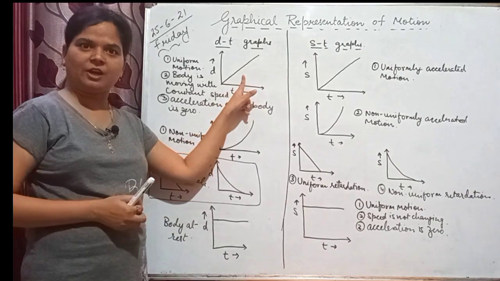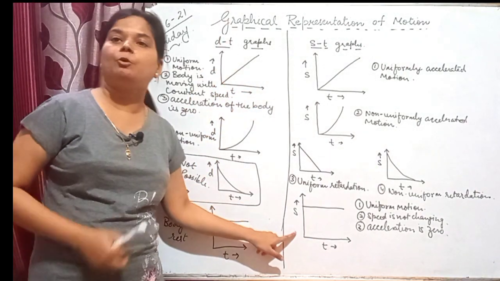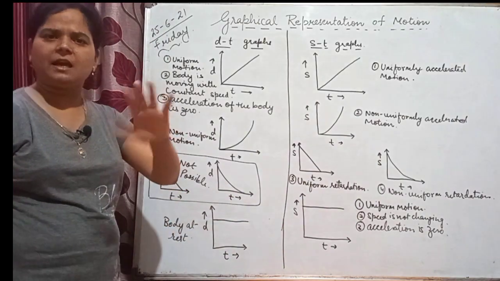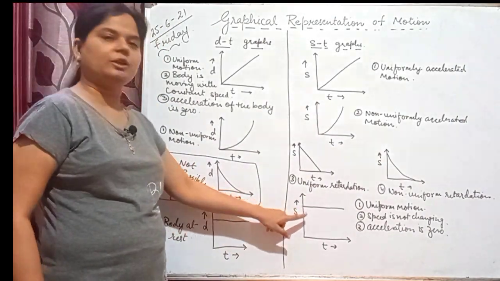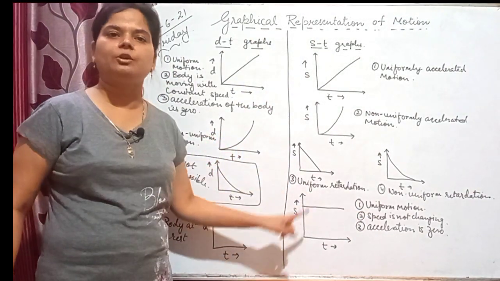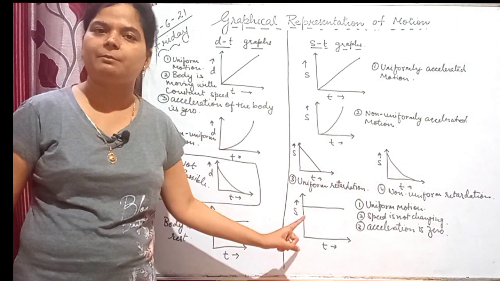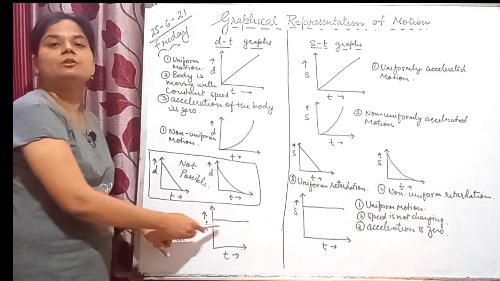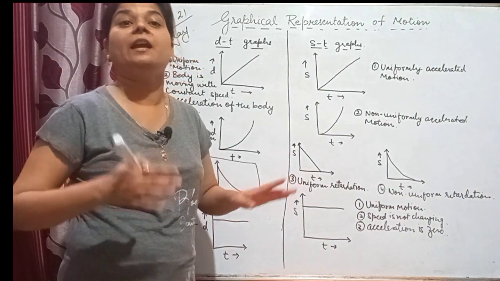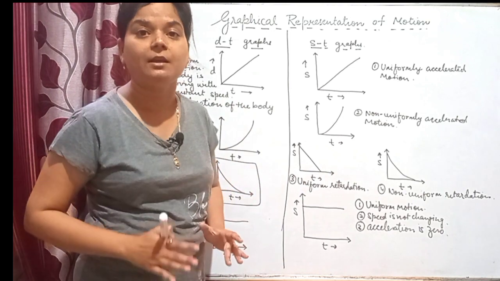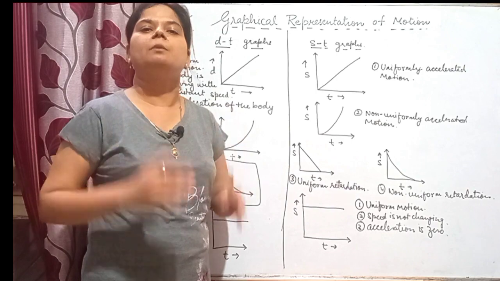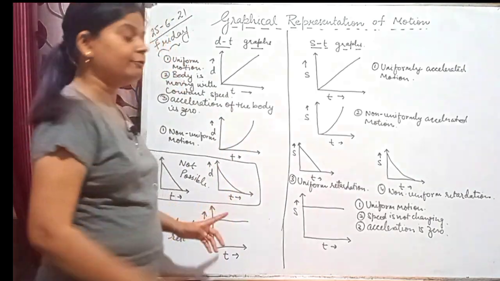Now you can see that for the same motion, the uniform motion, if we plot a distance time graph, it will look like this. If we plot a speed time graph, it will look like this. And many times I have seen children get confused. They just see a parallel line and write down that this is body at rest. But make sure whether it is a distance time graph or a speed time graph. If it is a distance time graph, that means distance is not changing. If it is a speed time graph, that means the speed is not changing. And speed not changing does not mean that the body is at rest. But definitely, if distance is not changing, it means body is at rest.